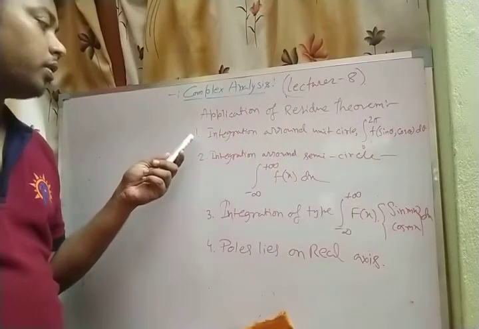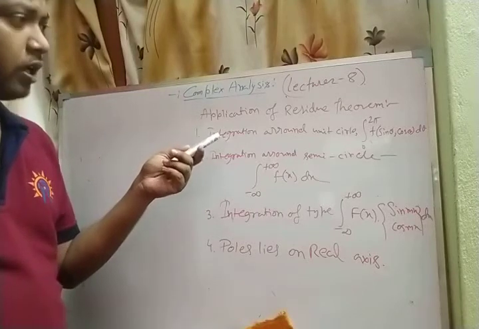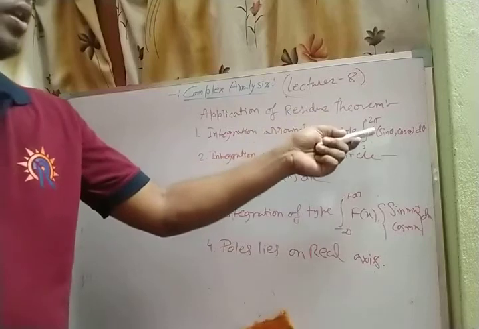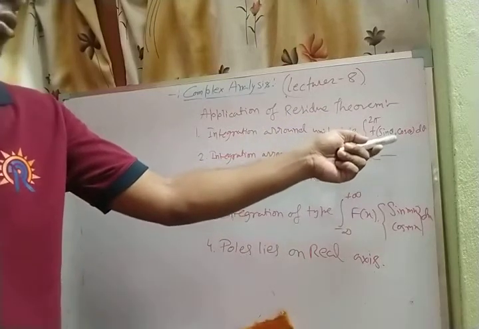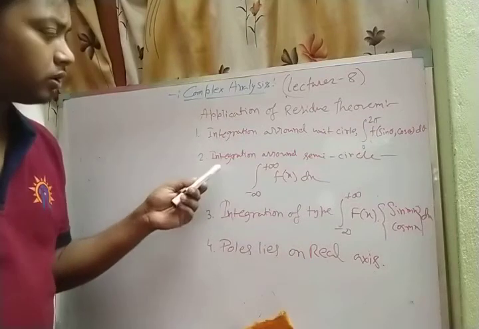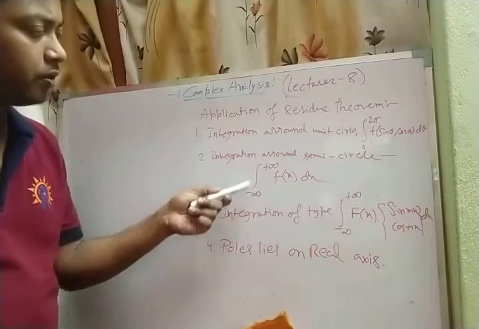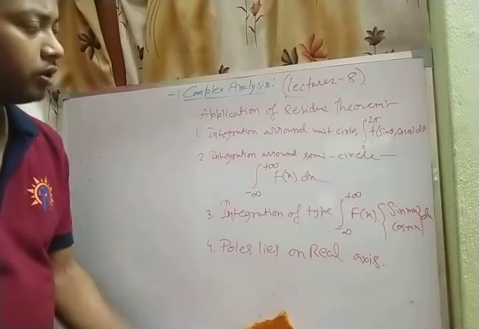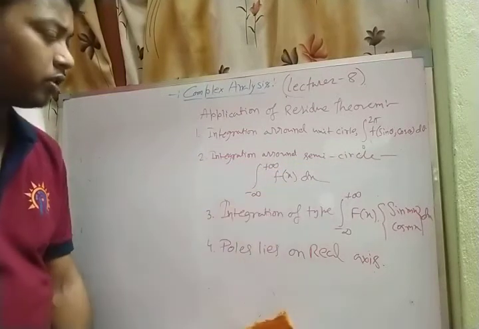Now first of all we have to integrate the definite integral of type 0 to 2 pi of a function of either sin theta or cos theta or both, d theta. And next we have to discuss the integration of type minus infinity to plus infinity, which is also called a semicircle integration, f of x dx, only a function of x.